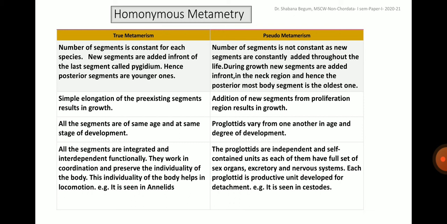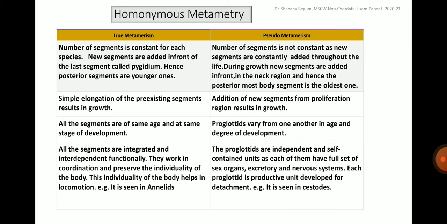In case of pseudo-metamerism, the number of segments is not constant, as new segments are constantly added throughout the life, and during growth, new segments are added in front in the neck region, and hence the posterior most body segment is the oldest one. Simple elongation of the pre-existing segments results in growth in case of true metamerism, while in case of pseudo-metamerism, addition of new segments from proliferation region in the neck results in the growth.